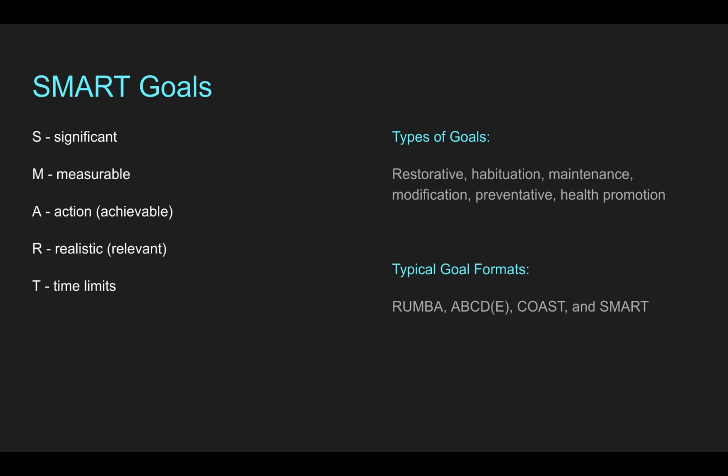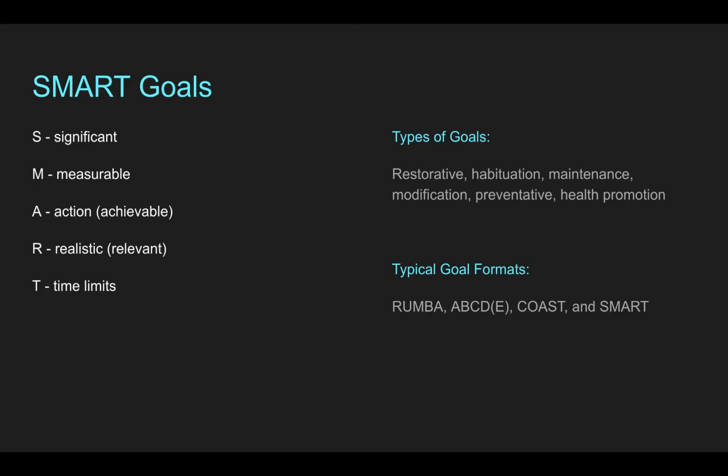Okay, now we're going to talk about SMART goals. As you see in the lower right-hand corner of the slide, there are other formats that are out there in terms of writing goals. There's Rumba, there's ABCDE, there's COAST, and there's SMART. We're going to be talking about SMART goals and what each of the letters mean, because in the curriculum at Keuka College, we teach SMART goals, and it's something that we continue to have students develop over their time here in their curriculum.